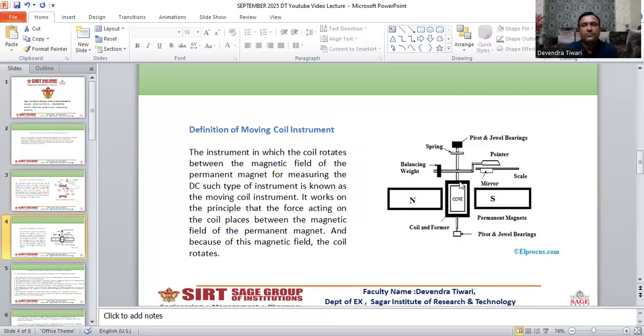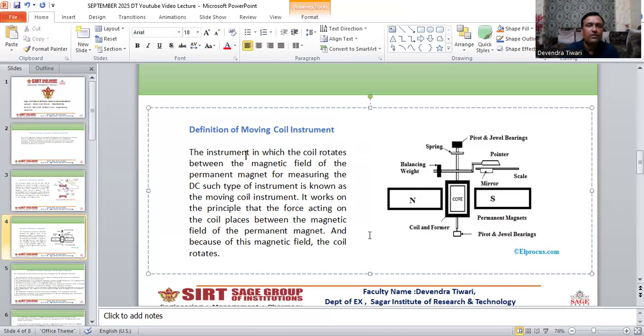So this is the PMMC instrument, that means the moving coil instrument. It has a different construction. These are two permanent magnets. Between these, a core is fixed. And this is a balancing weight and the pointer mechanism. So, the definition of the moving coil instrument: the instrument in which the coil rotates in the magnetic field of a permanent magnet for measuring DC is known as the moving coil instrument. It works on the principle that a force acts on the coil placed in the magnetic field of the permanent magnet, and because of this magnetic field, the coil rotates. Moving to the next slide.